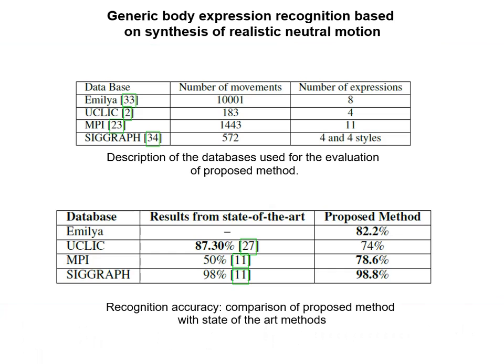The first table describes the databases used for the evaluation of our approach. The second table provides the recognition accuracy of our method compared with the state-of-the-art. Except for the UCLIC database, our approach improves the state-of-the-art on all major datasets.